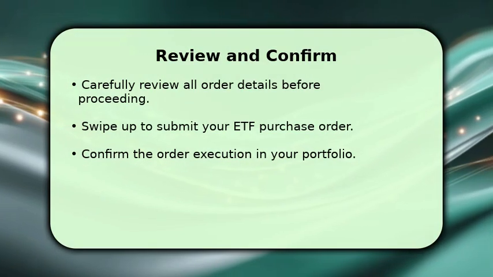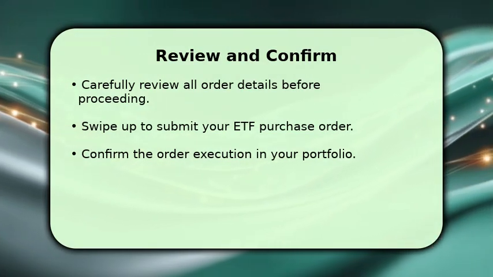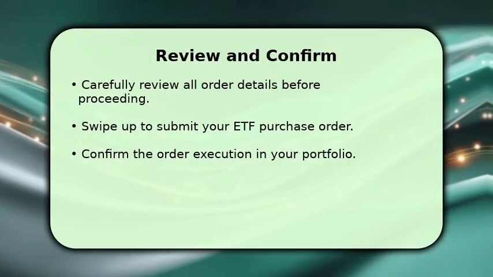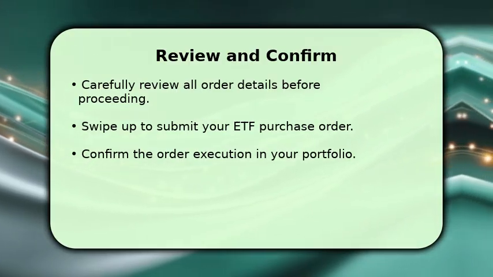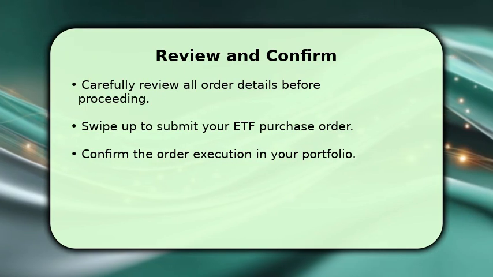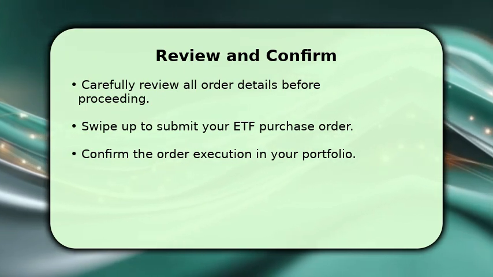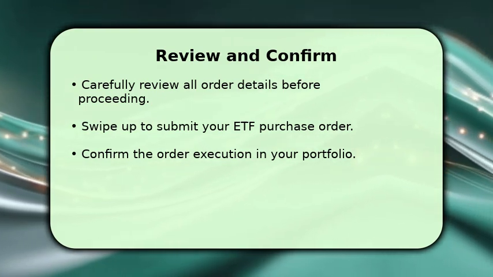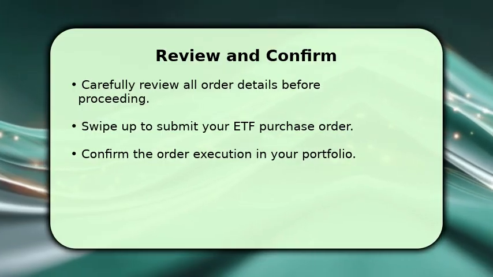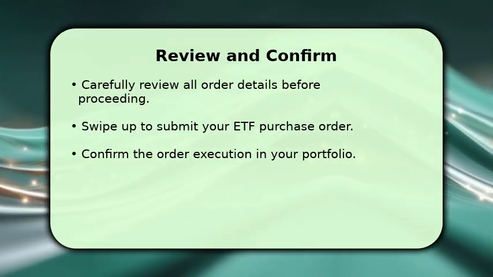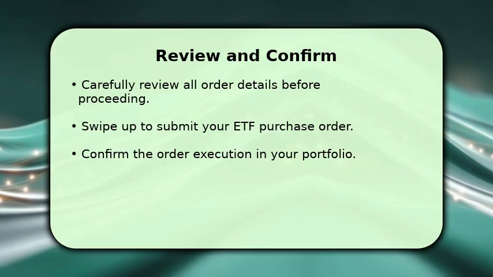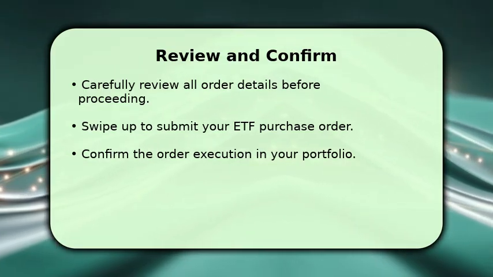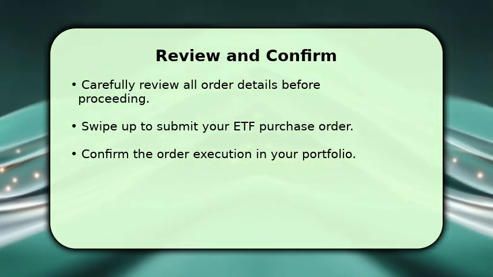Before finalizing, carefully review all the details of your order, including the ETF ticker, the number of shares or dollar amount, and the order type. Double-checking ensures accuracy. Once you are satisfied, simply swipe up to submit your purchase order. You will receive a confirmation, and the ETF shares will appear in your Robinhood portfolio shortly after the order executes.